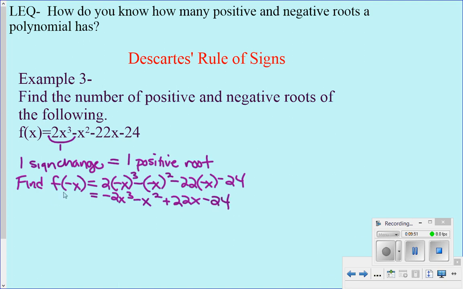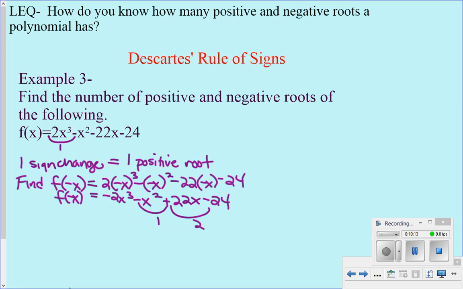So if I'm checking f, now I need to look at f of negative x, which is what we just found, and I'm counting the sign changes. So a negative to a negative, that's not 1. A negative to a positive, that is 1. A positive to a negative, that makes 2. So there are 2 sign changes. Okay, so here's what happens.